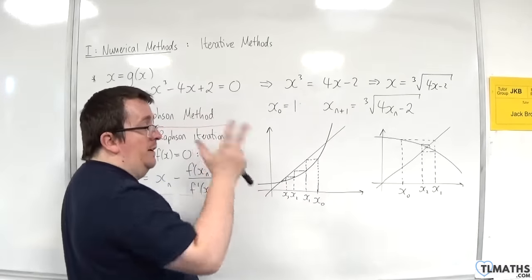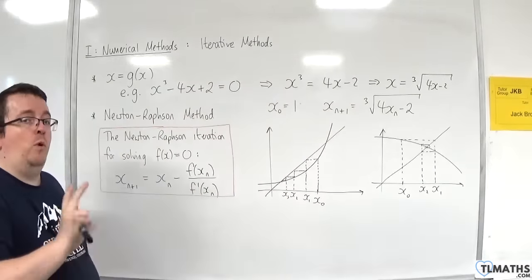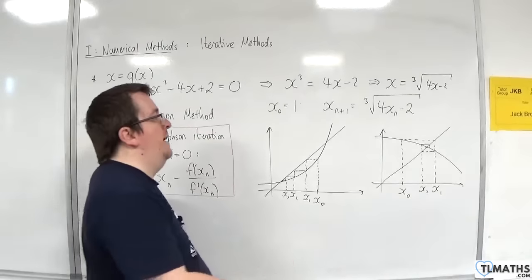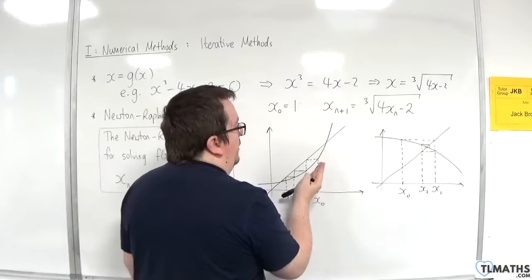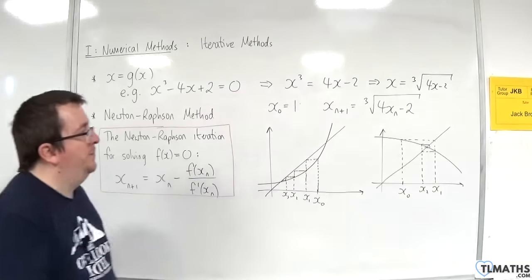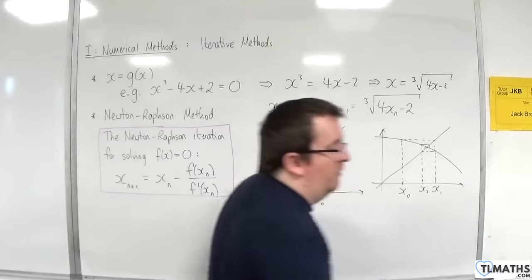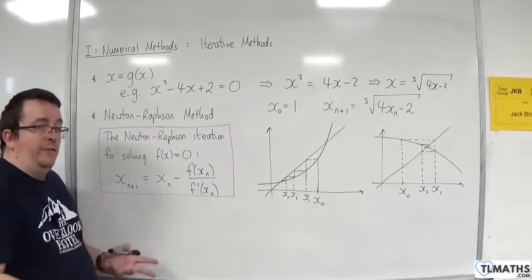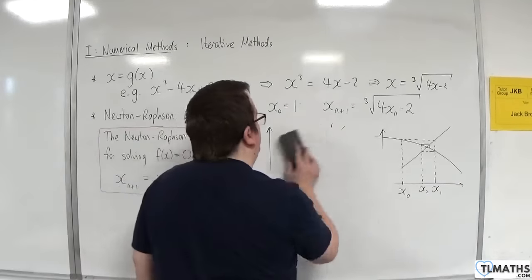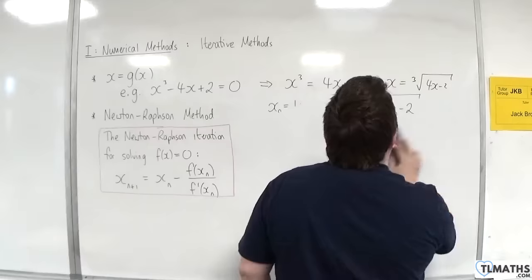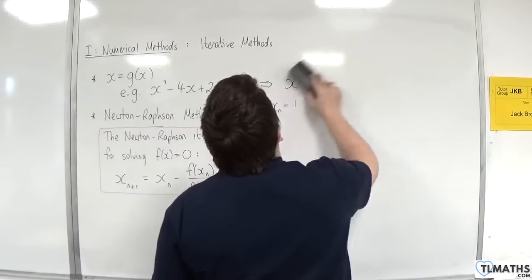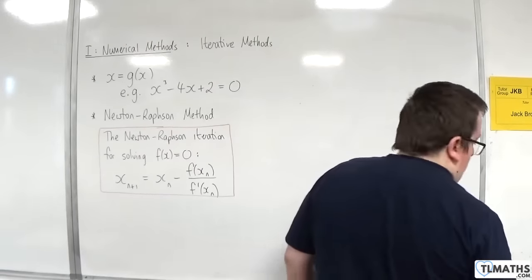So the gradient of the curve at the root needs to be between minus 1 and 1 in order for it to home in. Here, it's greater than 1 because it's going above the line, so it's too steep. So that kind of gives you a recap of the x equals g of x method. Keep an eye out for fail cases. Take a look back at the playlist for that.